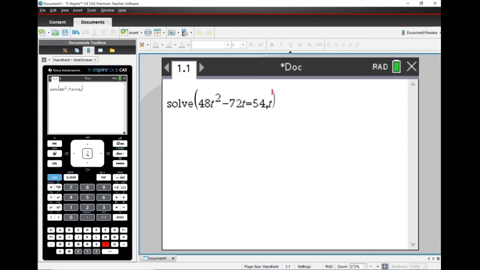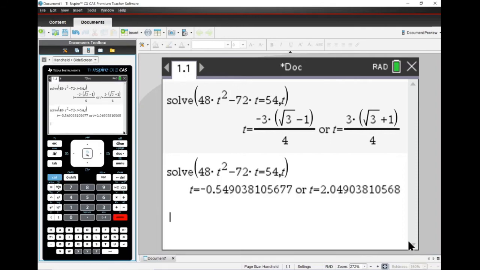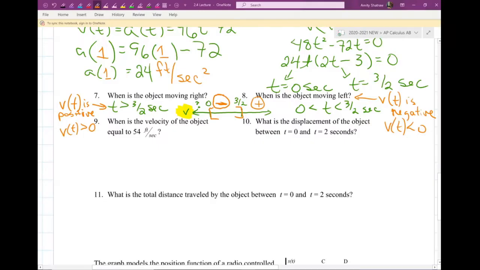Ta-da, it turns out my calculator has this beautiful function called solve, and it can give me my answers. It can give me answers exact, or it can give them to me in decimals. I love those decimals. I totally want to write those down. So negative 0.549 and 2.049 are going to be the two answers that I can write down. And I love using my Inspire with a CAS. That's definitely a CAS function. I know that. So what do you write down?